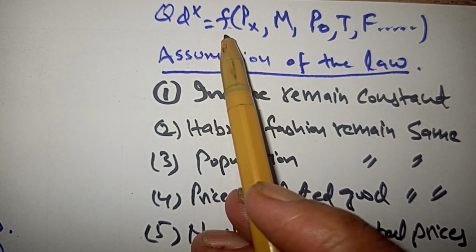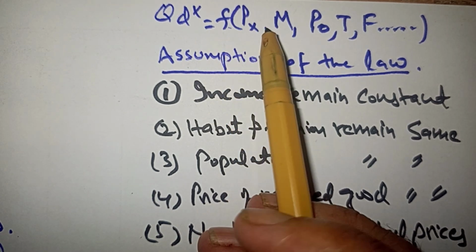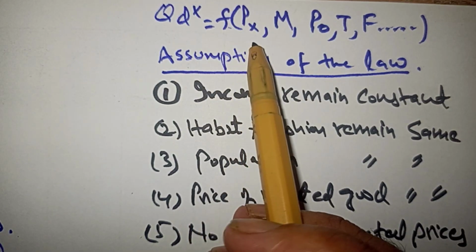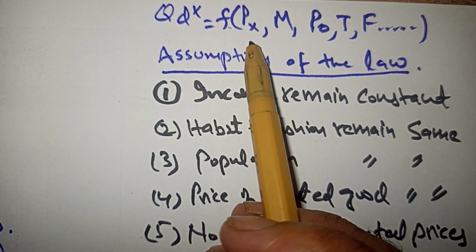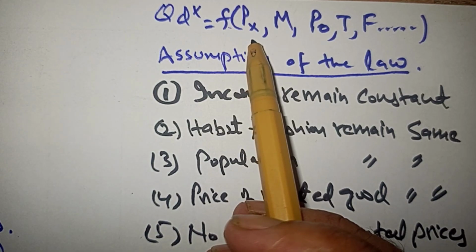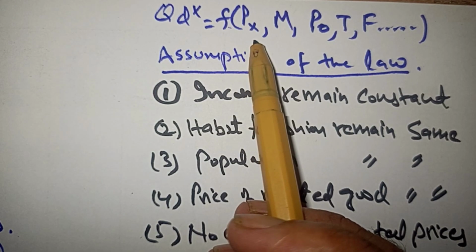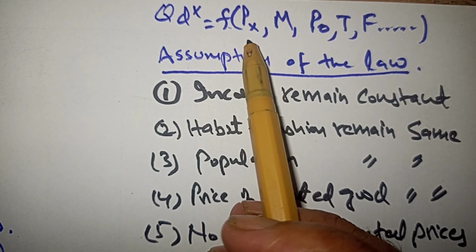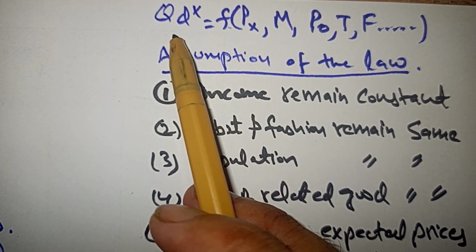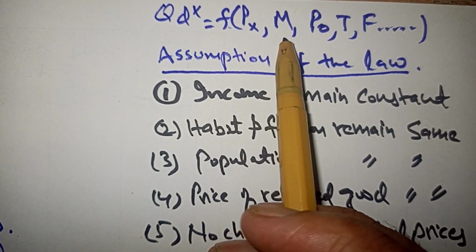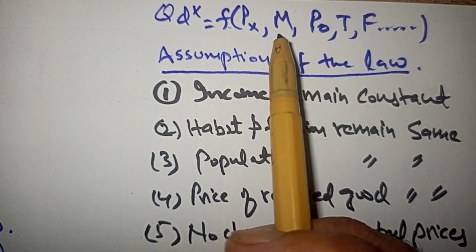Functional relation with the price of x, which we have already studied in the law of demand. Law of demand only discusses the functional relation between demand and price. Other factors remain the same.